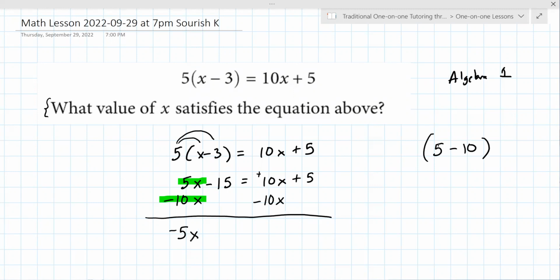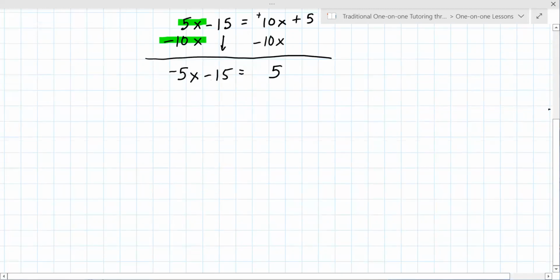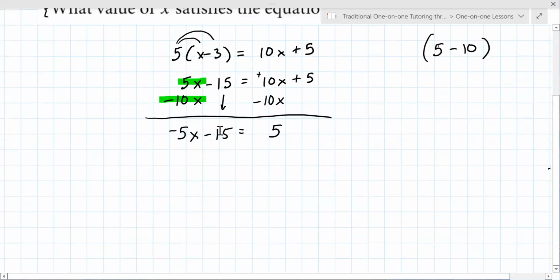Now from here, you're going to bring the minus 15 down. And now you have to move the minus 15 to the other side of the equation. So how do you undo subtraction? Adding. You add 15 to both sides. So what goes on the right?